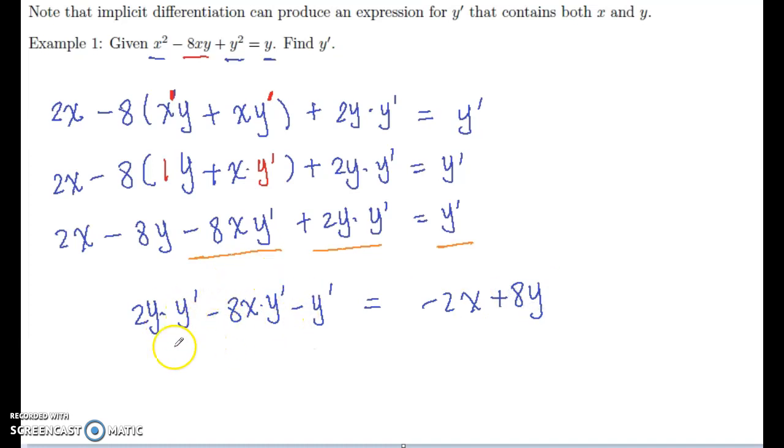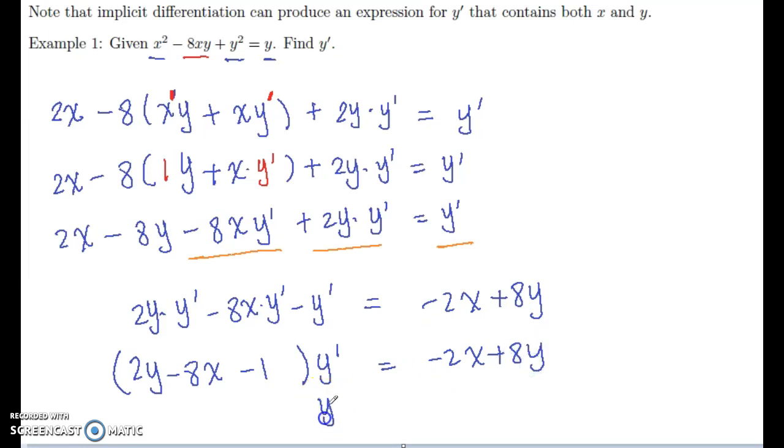So now we factor out y prime. What is left is 2y minus 8x minus 1 inside. It will equal minus 2x plus 8y. Then y prime, when we solve for it, is just minus 2x plus 8y all over the coefficient, which is 2y minus 8x minus 1. So y prime is expressed in terms of x and y.